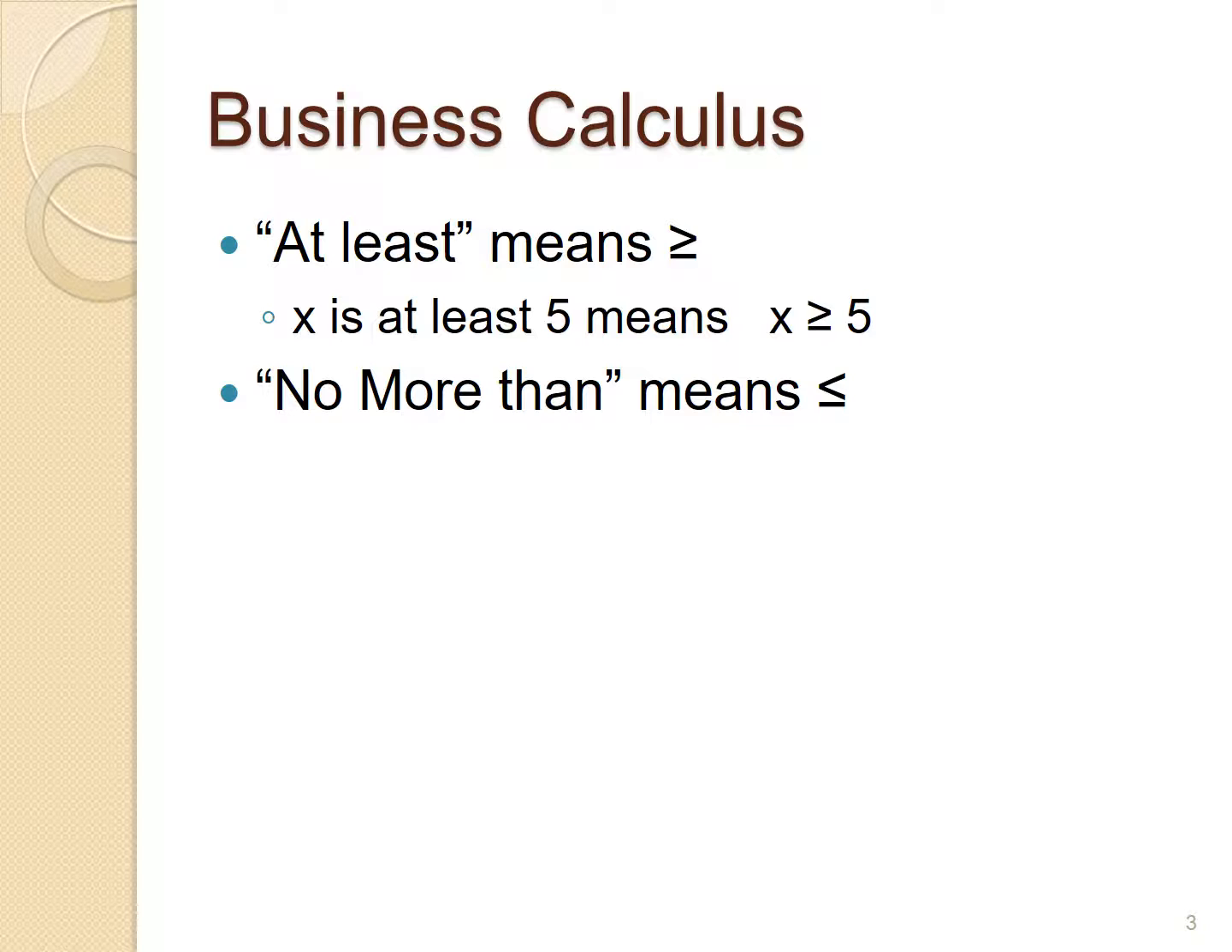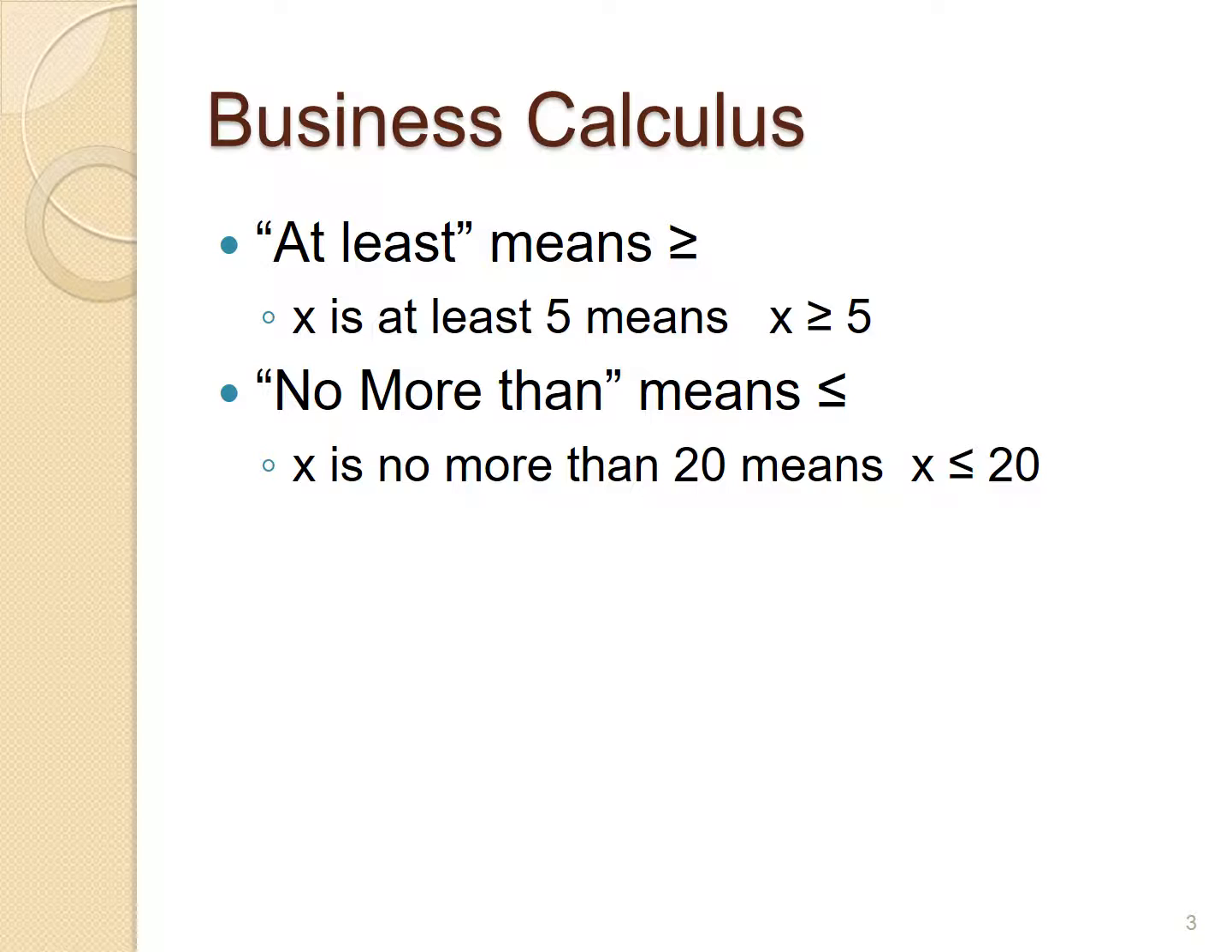No more than means less than or equal to. X is no more than 20. It means it could be 20, because 20 is not more than 20, but it could be 19 or 18 or 1/2. So you see this kind of thing. No more than means it goes up to that number and stops.